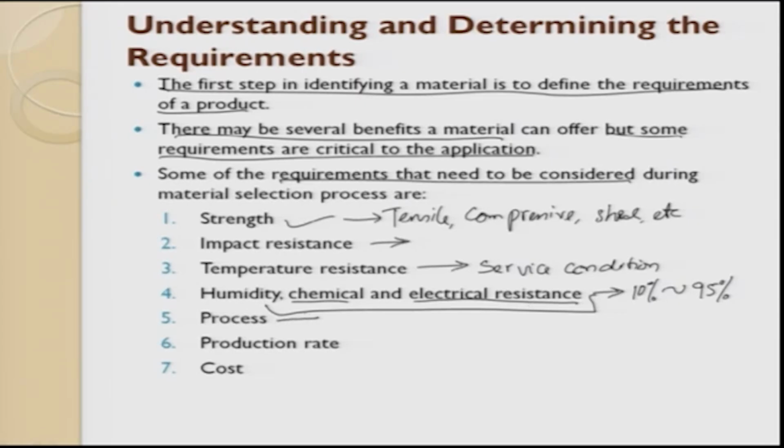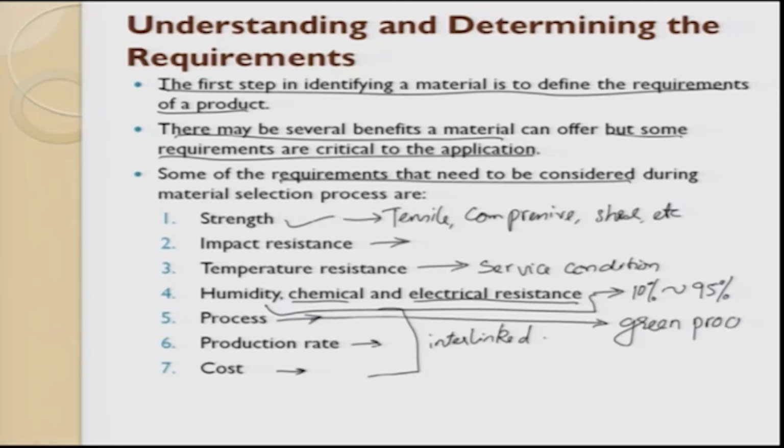Then process. This process is directly linked to production rate and cost. These three are interlinked. And we are always looking today for a green process. What do you mean by a green process? Two things. One is minimum energy and minimum damage to earth.